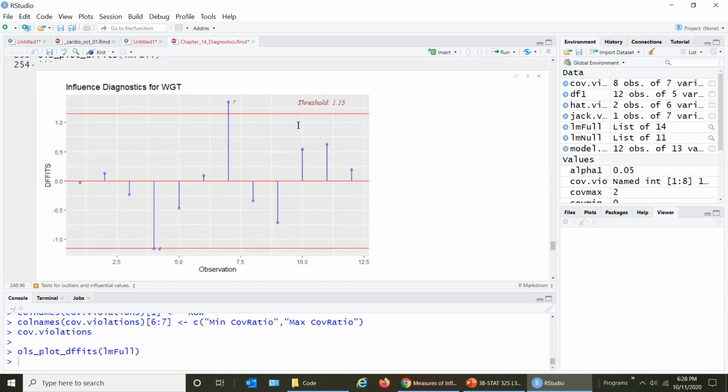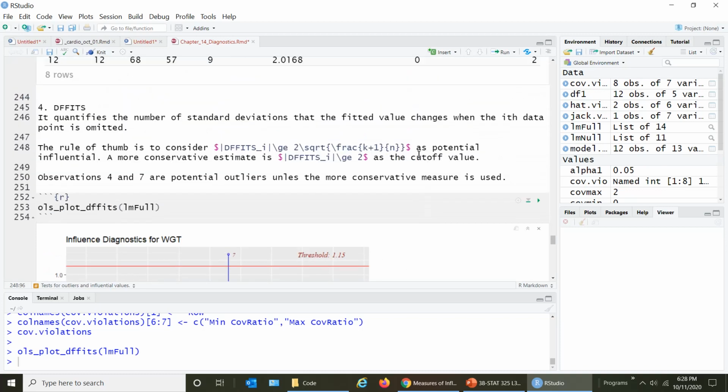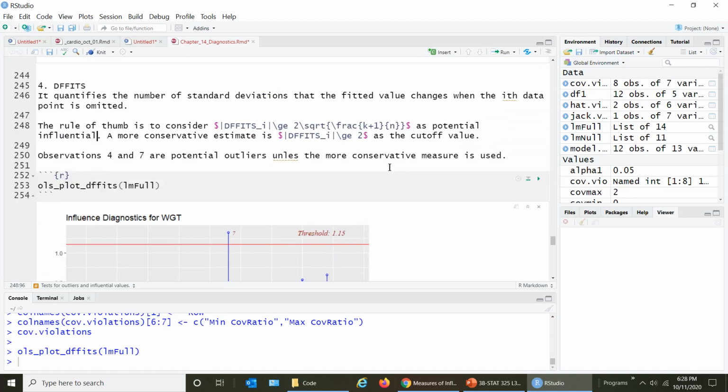And this threshold was 1.15. This was calculated by OLS, and I didn't check to see if the square root of (k+1)/n, so that would be 4 over 12, 1/3, 2 times the square root of a third. Let's check that real quick. 2 times the square root of 1/3, and that is 1.15. So they are using that same cutoff.